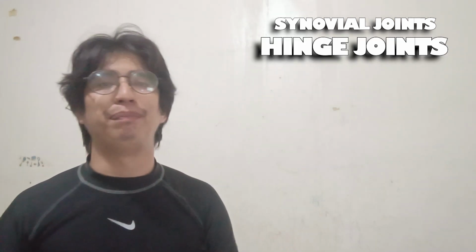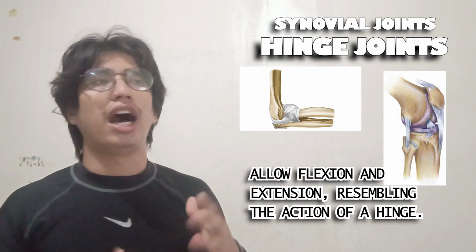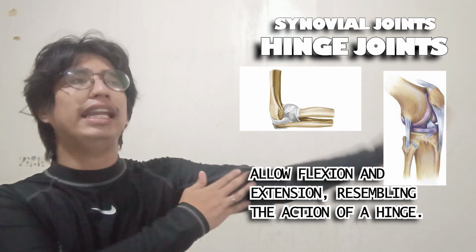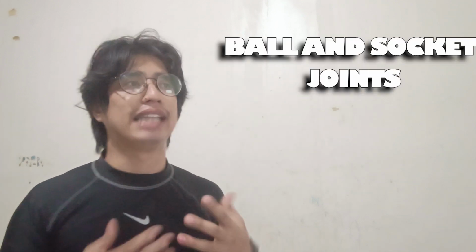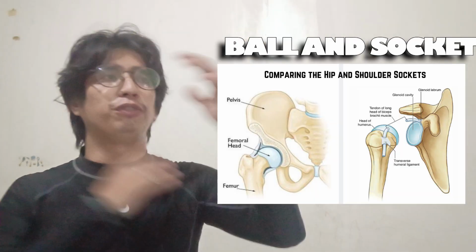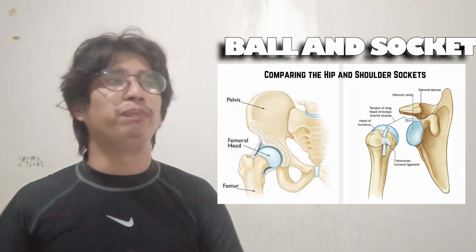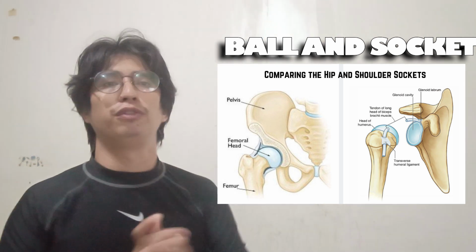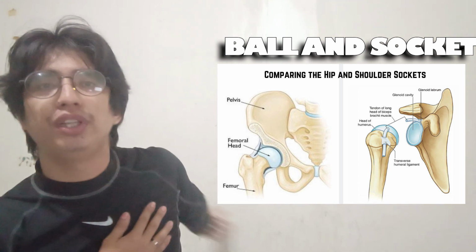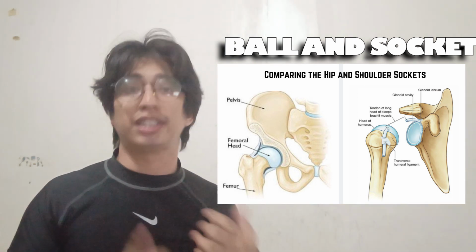So now, we will talk about synovial joints. We have hinge joints, for example, our elbow and our knees. The function of these joints is allowing us to have flexion and extension, resembling the action of a door hinge. Next we have ball and socket joints, for example, our hip and our shoulder. The function of the ball and socket is to permit a wide range of motion in multiple directions: forward, upward, sideward, backward.